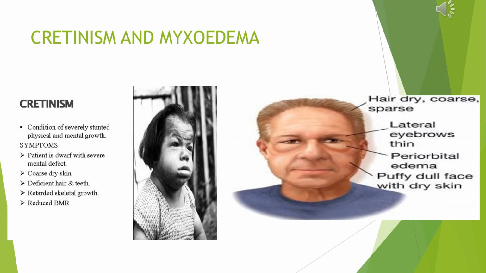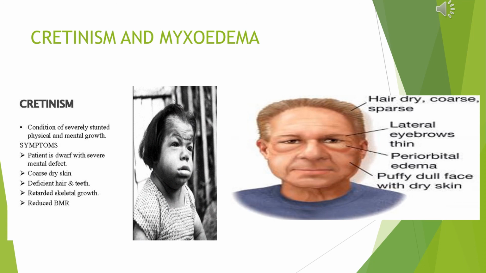Cretinism is a disease condition due to hypothyroidism in the children, and myxedema is a hypothyroidism condition that is seen in the adults. The symptoms of cretinism are a condition of severely stunted physical and mental growth. The physical and mental growth in normal course is retarded and hindered. Patient is dwarf with severe mental defect, as physical development or mental development does not take place at a normal pace.